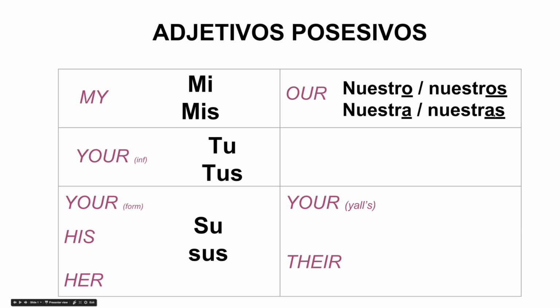Okay, just a little bit of practice. Move down here to your, or in other words, y'all's. You're going to use su or sus. So look here. You only have two words to memorize, and it fits all of these things. So if you're not talking about my, or to your friend, your car, or our car, then the correct word is either su or sus. Okay? All right, let's practice these.